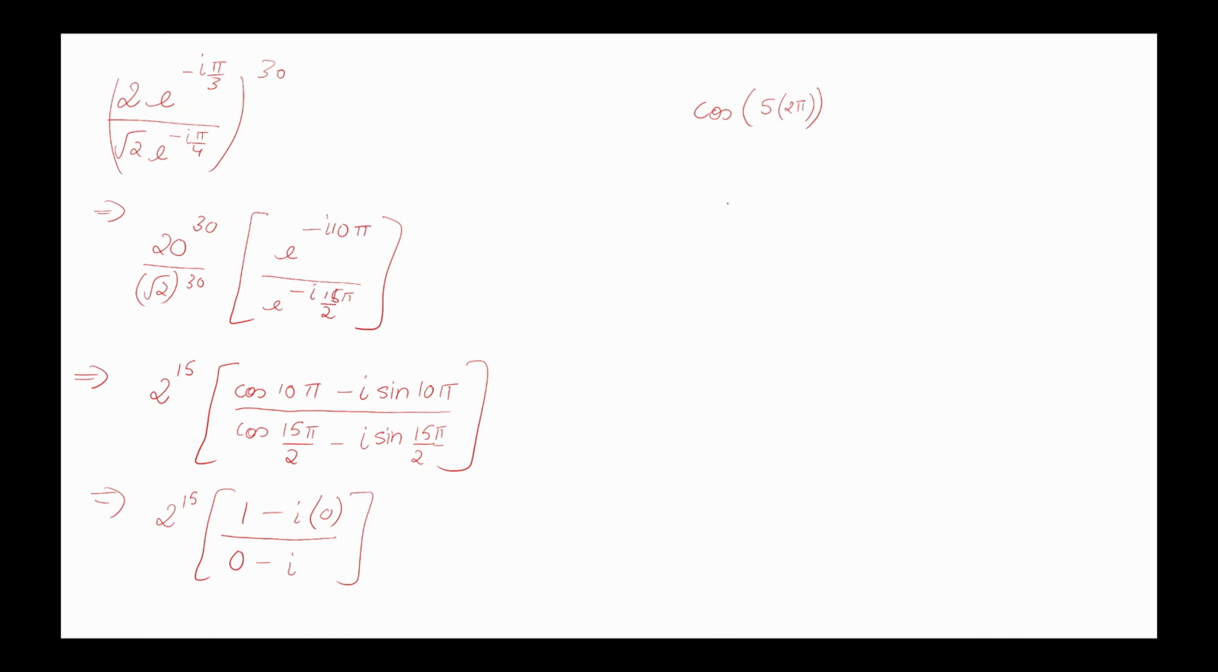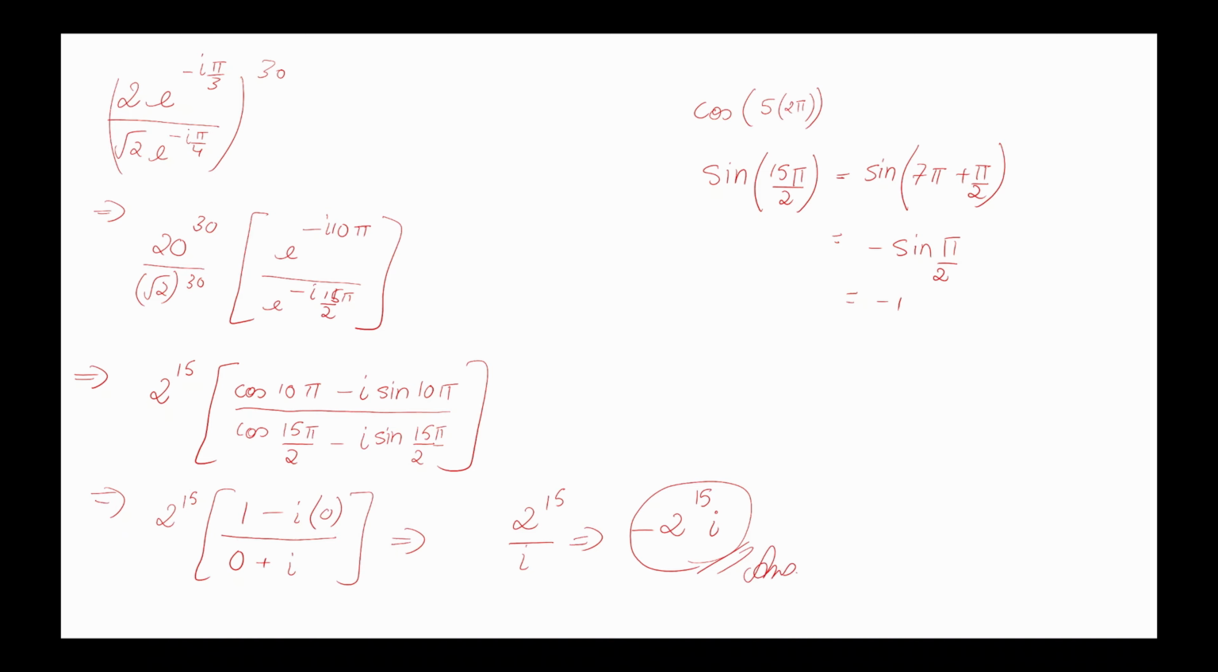And here I would have a minus iota. What would be the value of sine 15 pi by 2? It can be written as sine of 7 pi plus pi by 2. And what is sine of 7 pi plus pi by 2? It is minus sine of pi by 2, which makes it minus 1. So here I would have minus 1, so this would become plus iota. Now if I solve this, this is simply 2 to the power 15 upon iota. And as I had told in the previous lectures, we do not need iota in the denominator. So I'll simply multiply iota in the numerator as well as the denominator, and this would become minus 2 to the power 15 iota. And this is basically my answer.